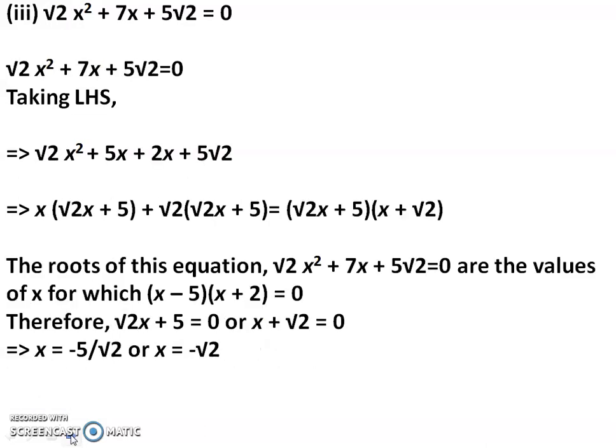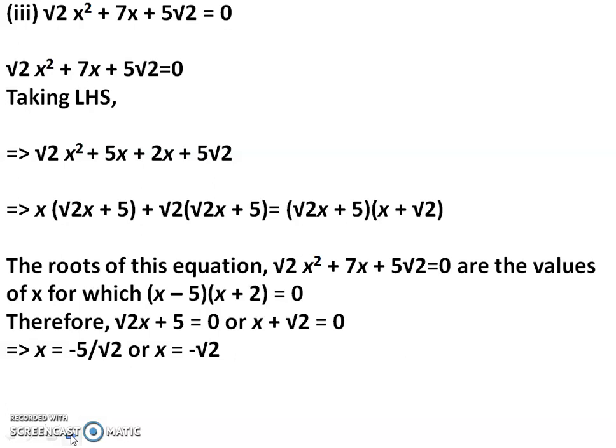Here let us read the question: root 2 x square plus 7x plus 5 root 2 equal to 0. Here also you can see that the coefficient of x square is not 1. Then what is the coefficient of x square? Here it is root 2. So what is the next step? You will multiply root 2 with 5 root 2. What is 5 root 2 into root 2? You know that 5 root 2 into root 2 is 5 into 2, 10.